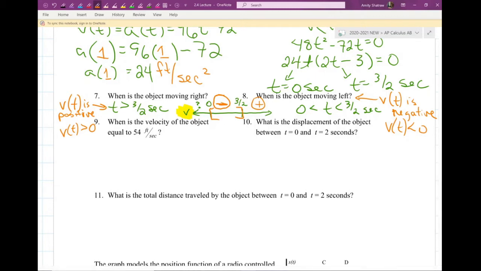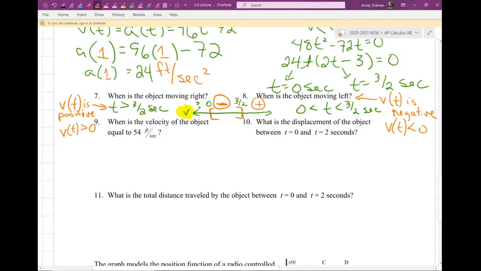So then for number 9, it says, when is the velocity of the object equal to 54 feet per second? And we want to take a look at this function. Basically, it might not be possible to factor this by hand. Even if I could, I don't really feel like it right now. Why don't we break out a calculator?